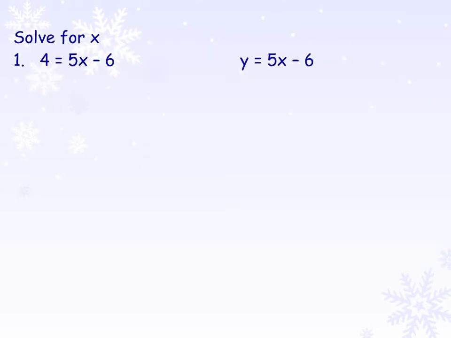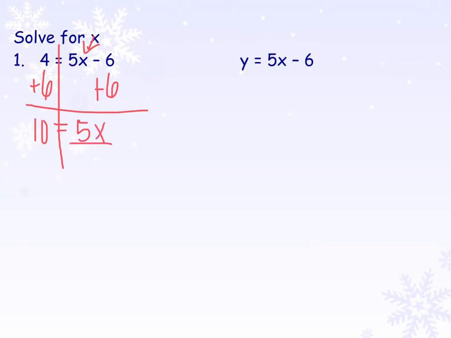Example 1. I'm going to show you a simple one variable equation like we've solved in the past. In this case, 4 is equal to 5x minus 6. To solve this one, I want to get x by itself. So my x is currently located right there. I see that 5 and 6 are standing in my way. I'll add 6 to both sides. This will give me 10 is equal to 5x. Then I'll simply divide both sides by 5, and I get an answer of x is equal to 2.